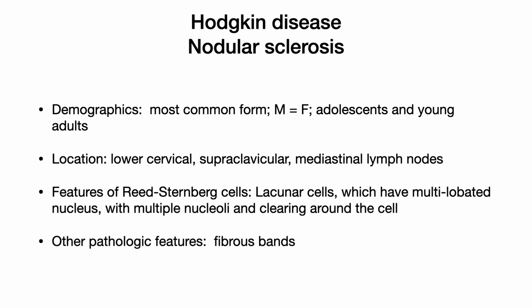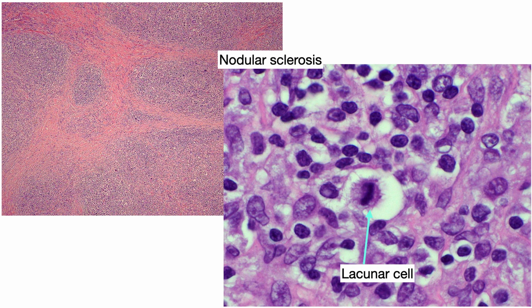The characteristic feature is Reed-Sternberg cells. So the classic Reed-Sternberg cell is actually in mixed cellular Hodgkin's. In nodular sclerosis, you oftentimes see what are called lacunar cells. The nuclei can be multi-lobed, they have multiple nucleoli, and then there's a clearing around the cell, i.e. the lacuna. And then the pathologic feature that you also see comes from the name, nodular sclerosis. So sclerosis is basically fibrosis, and nodular means it gets divided into nodules, so you see fibrous bands throughout the mass. So this is nodular sclerosis Hodgkin's disease.